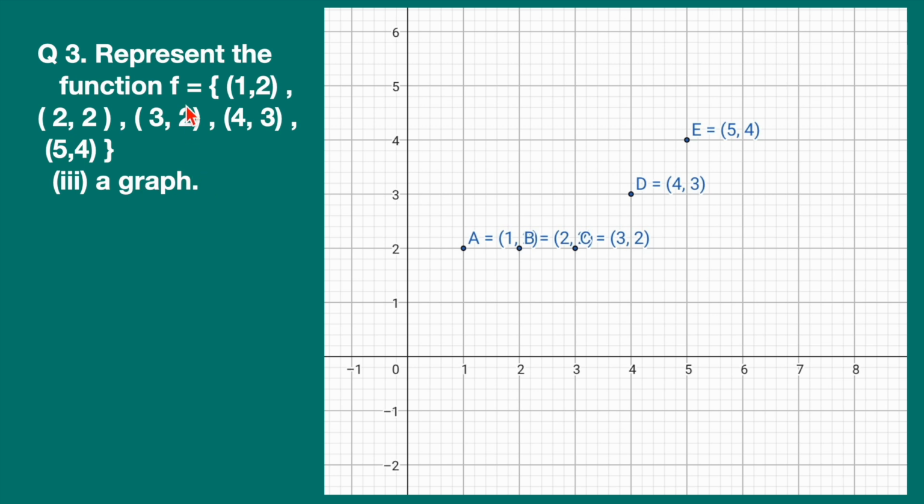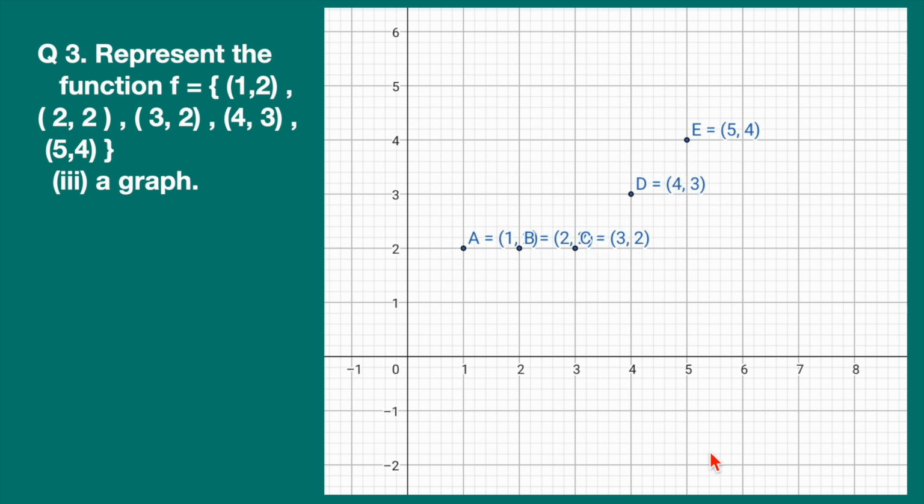And drawing the graph is also very easy. Take the graph paper, draw the x-axis and the y-axis, and plot the points. (1, 2) is the first point. Second is (2, 2). Then (3, 2). Then (4, 3) is here. (5, 4) is here. These are the points. You can join them with a line.